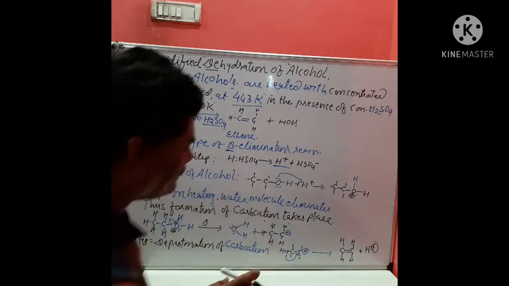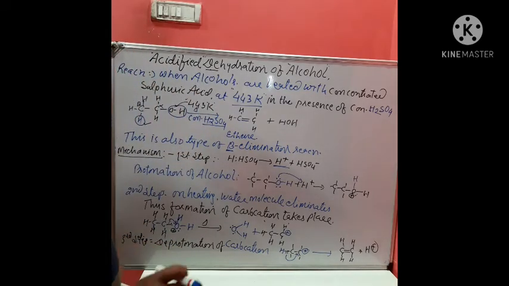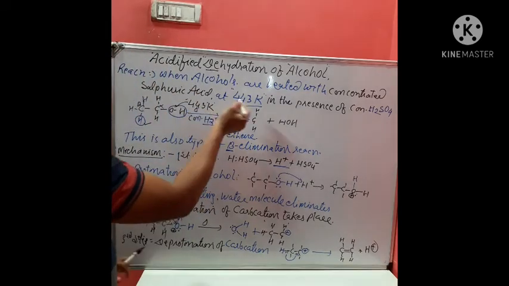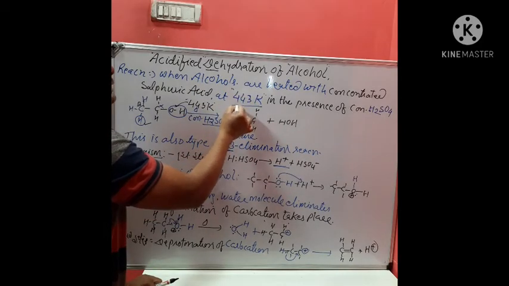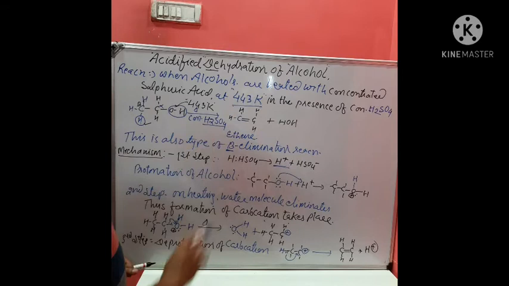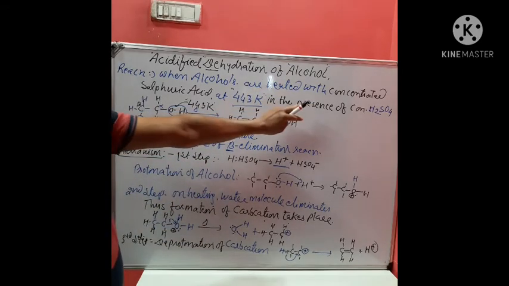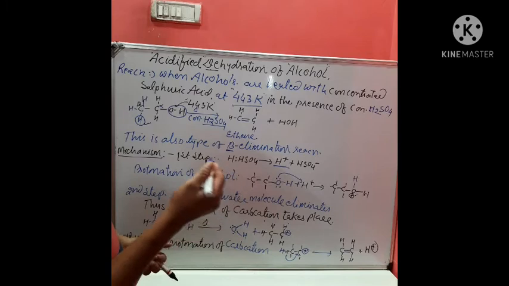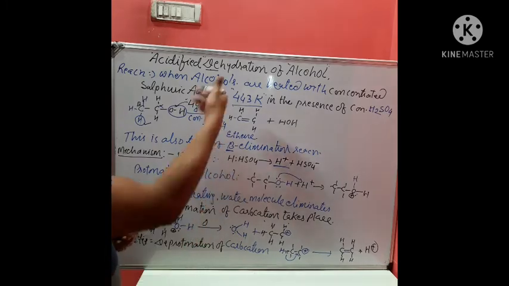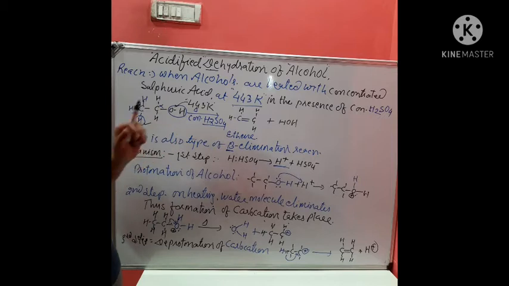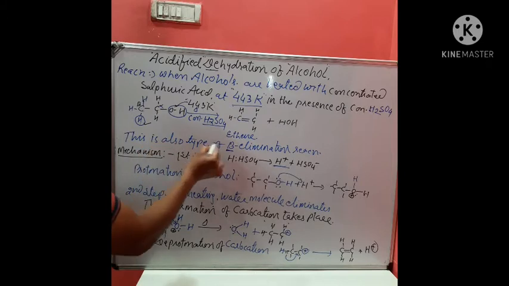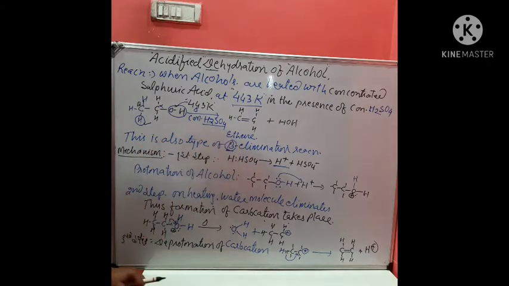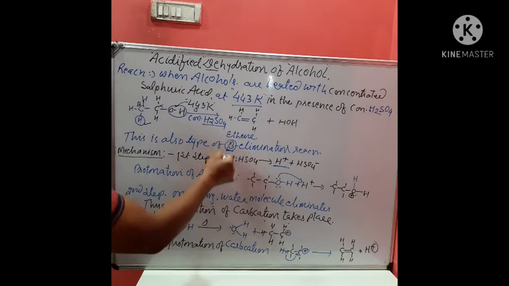Student, in this reaction, some points must be noted. First, the alcohol must be heated at 443 Kelvin temperature. Concentrated H2SO4 should be used. If we are using dilute acid, then the reaction conditions need to be changed, but in this reaction, I have shown you with sulfuric acid. The third very important thing is what? The hydrogen is eliminated from the beta carbon. Therefore, this is an example of beta elimination.